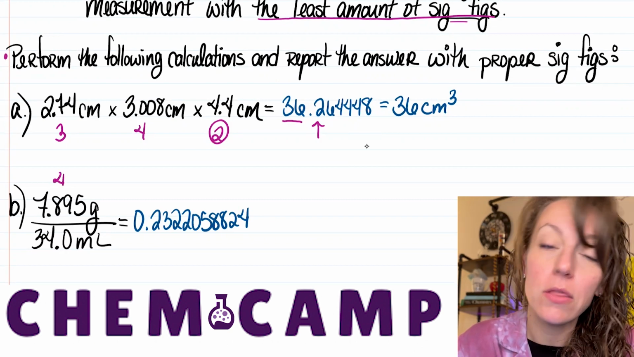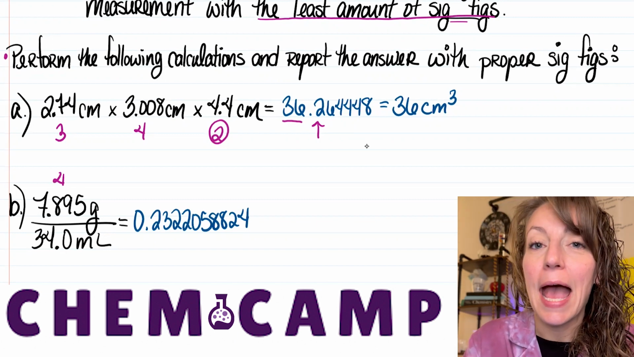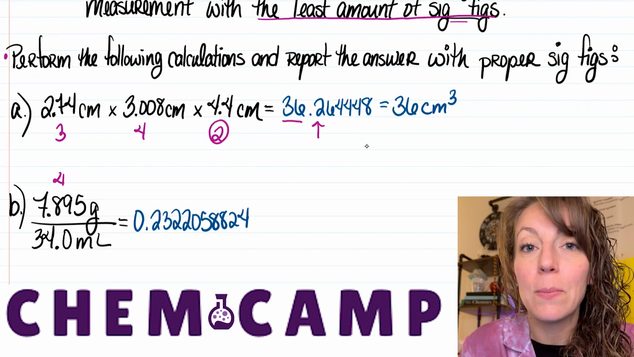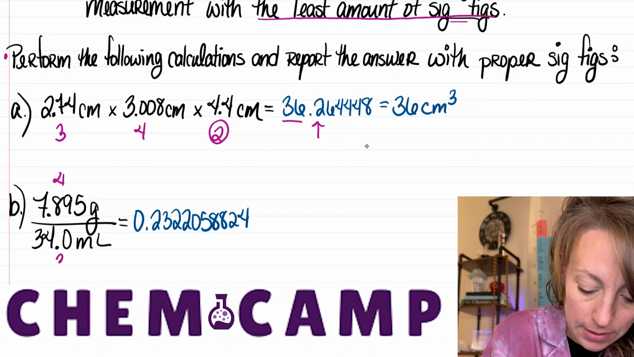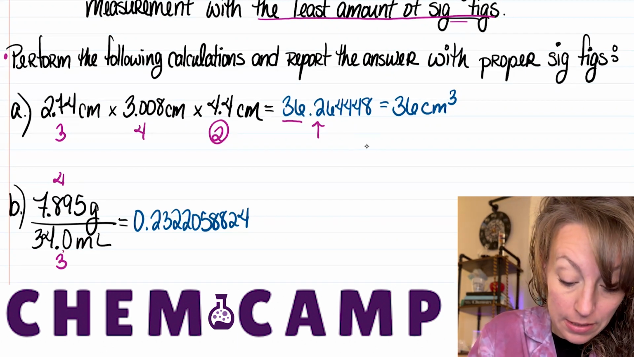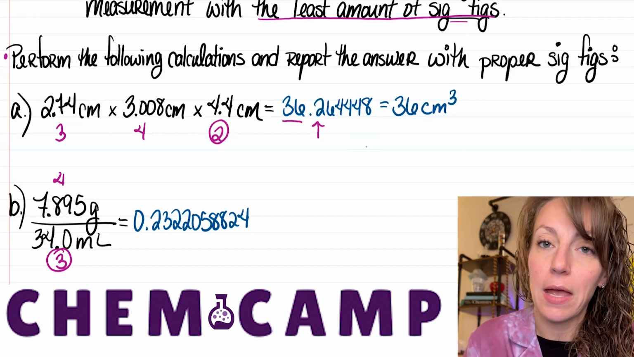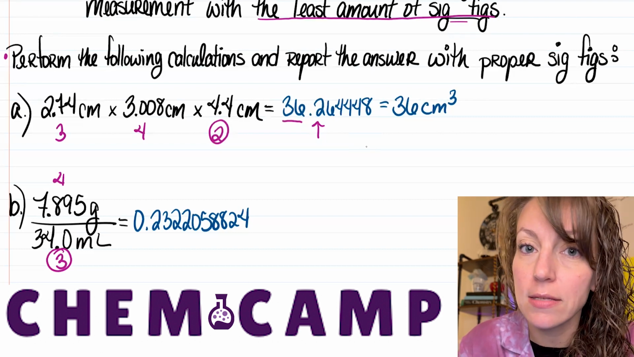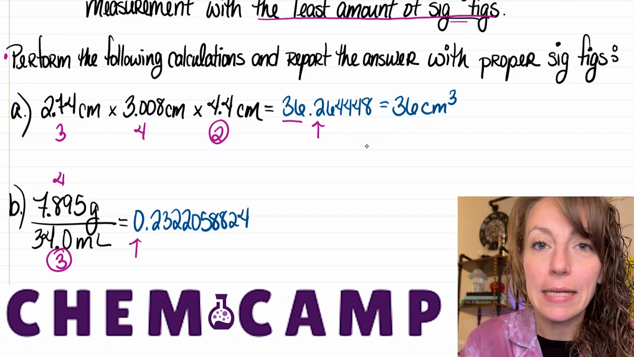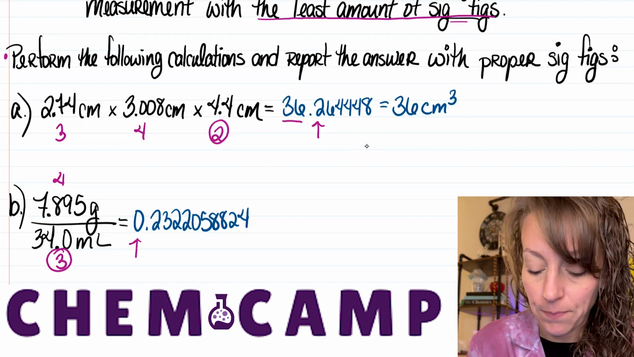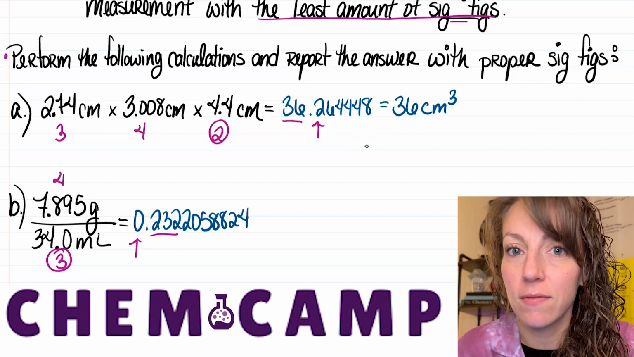In the bottom measurement, 34.0, the 2 non-zero digits are significant, and that trailing 0 is significant because there's a decimal point in that measurement. So we have 3 sig figs. 3 is less than 4, so we can only have 3 sig figs in our answer. However, we have to be careful. Our answer has a leading 0 in the front of that number. Keep in mind, leading zeros are never significant. So the 2, the 3, and the 2 are going to be our 3 sig figs.